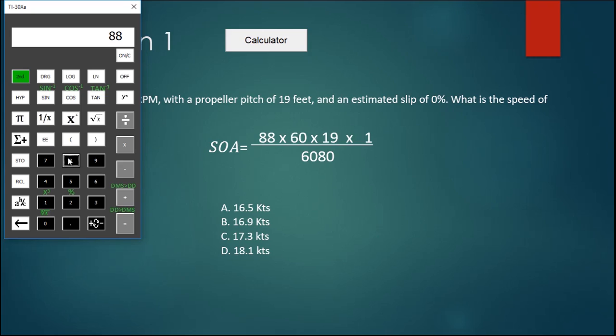88 times 60 times 19 times 1 divided by 6080. That gives us 16.5. So our speed of advance is going to be 16.5 knots.